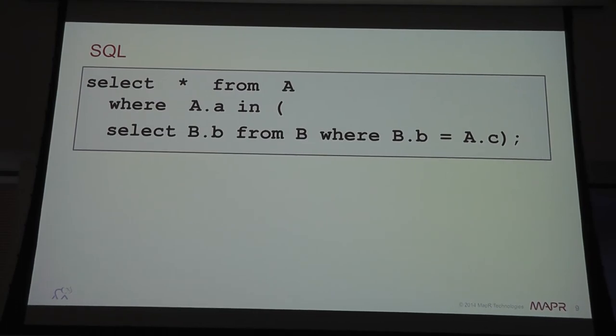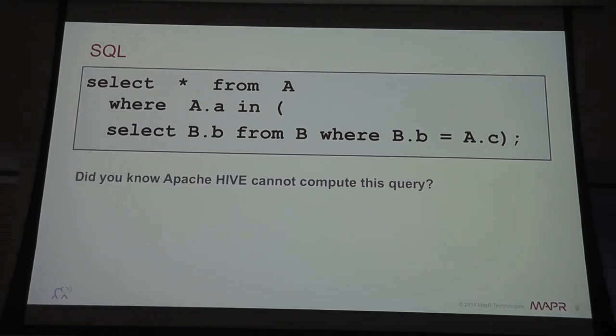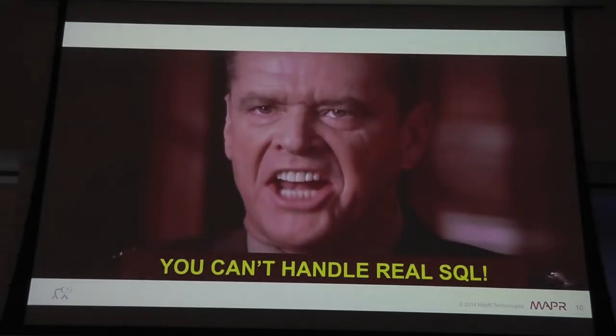So this query, it's not overly complicated, but Apache Hive can't handle this. Impala uses Hive under the covers, Spark SQL supports Hive under the covers with the library that was originally built.